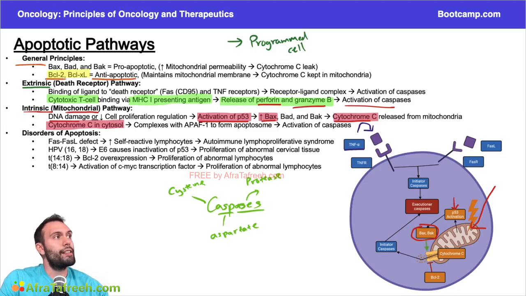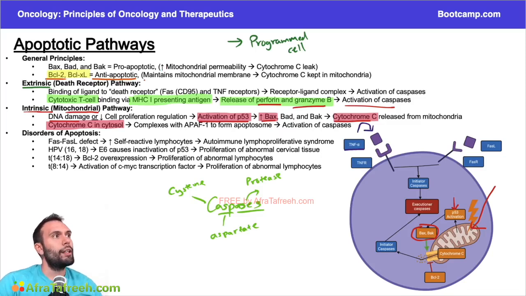What's really tricky is that these factors, which are pro-apoptotic, are actually in the BCL2 family, but they're pro-apoptotic, whereas BCL2 in and of itself is anti-apoptotic. So don't get confused by that. When you see BCL2, you're thinking anti-apoptotic. In other words, it's preventing apoptosis.